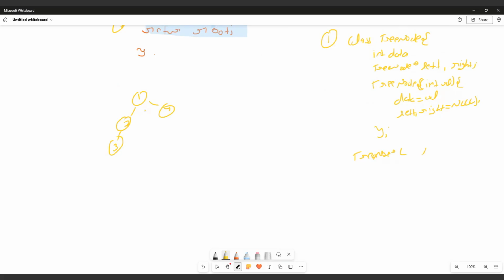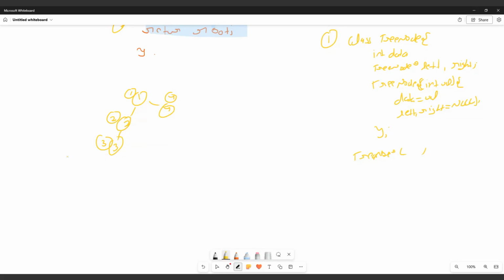So there are different ways. What is the most common way? How have we taken the input? We have taken the input one by one. First we have taken 1, then we have taken 2, then we have taken 3, then we have taken 4. So class, how can we do this?